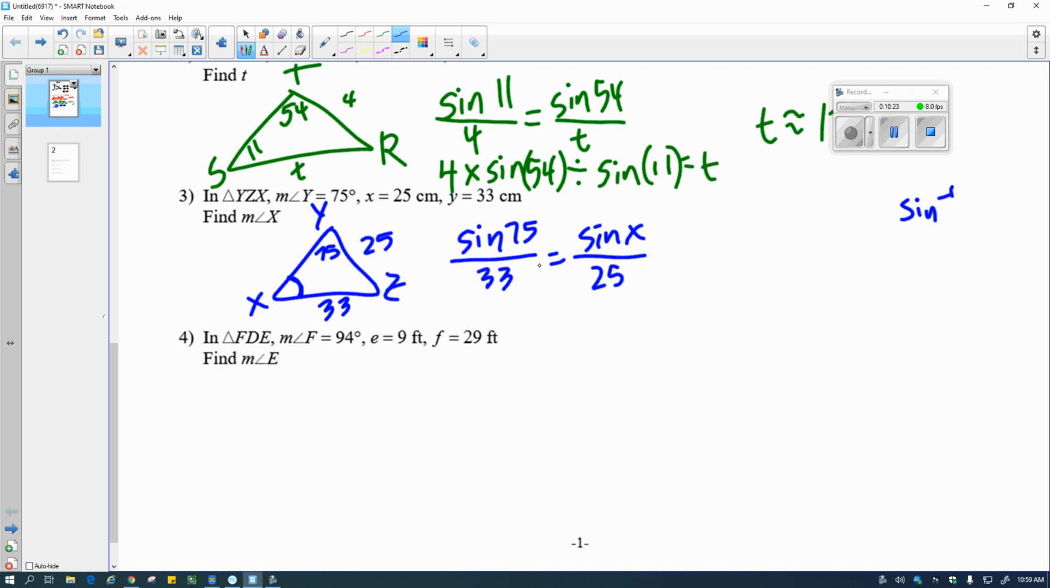I'm going to cross multiply. So I'll do 25 times the sine of 75. Don't forget when you plug in the sine of 75 to close your parentheses. And I'll divide it by the side that's left, or the number that doesn't have the variable in it. And when I do this, I will get the sine of x. That's what the sine of x is going to equal. But it's not what x equals, it's what the sine of x equals.